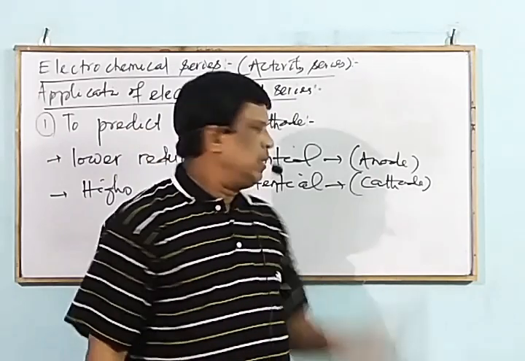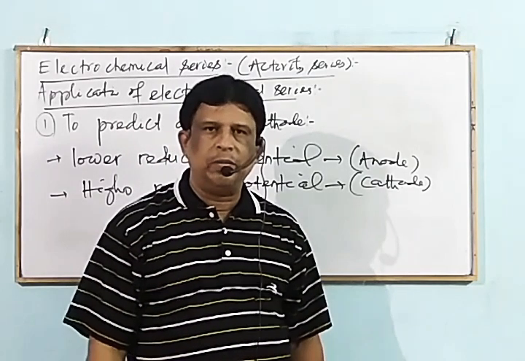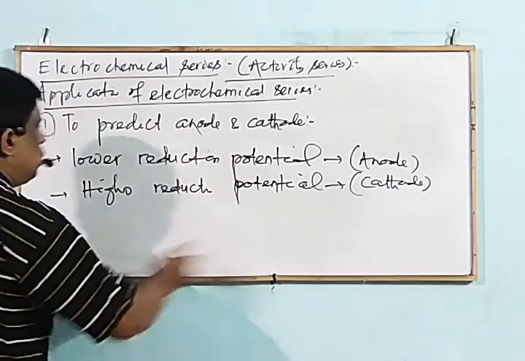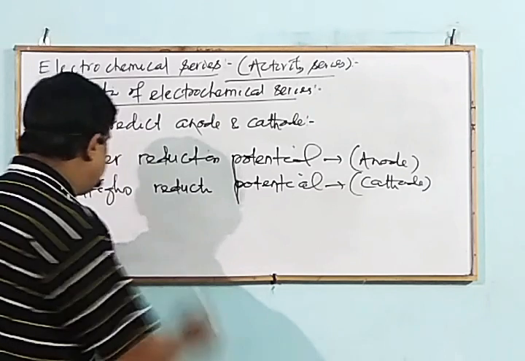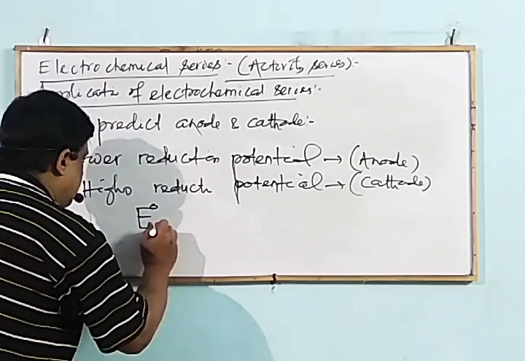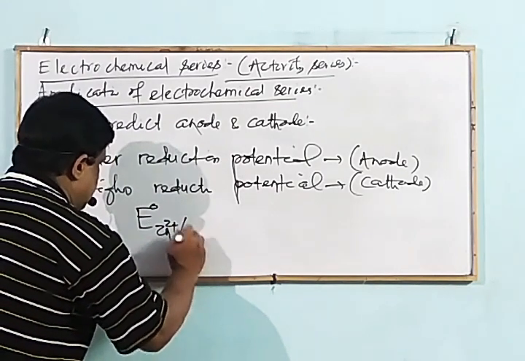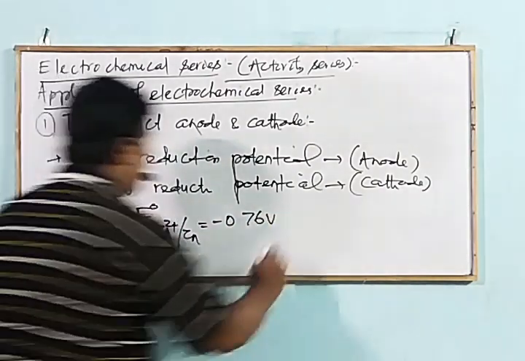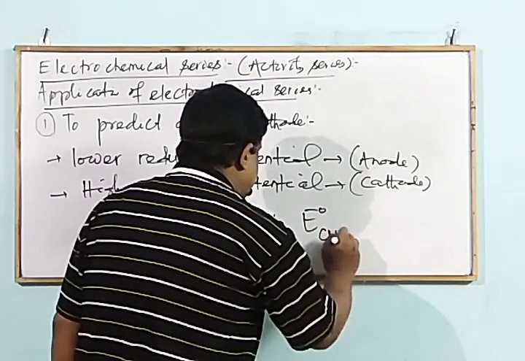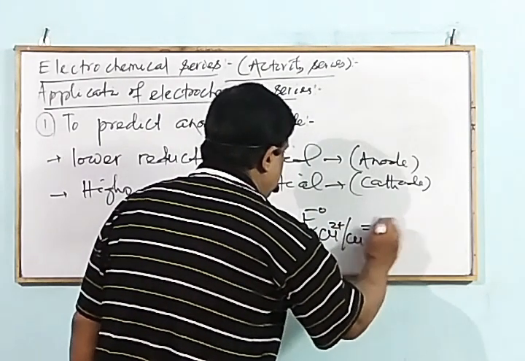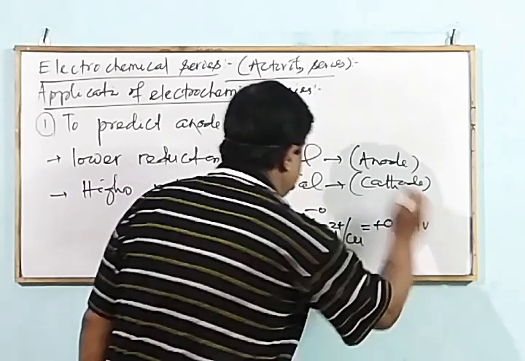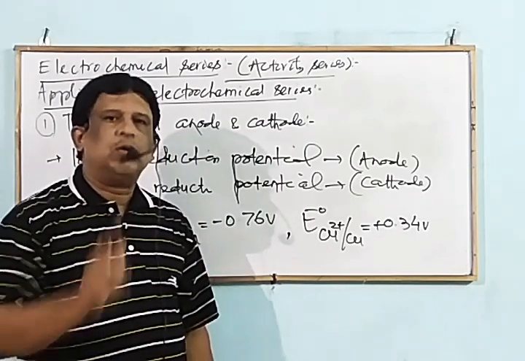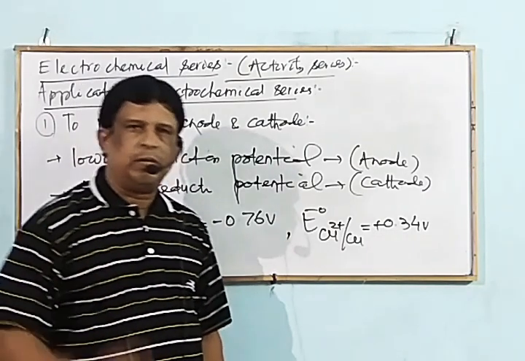Let us apply this concept to solve a problem. Mark that. Data given, that is two half cell reaction data. E naught Zn2+/Zn is equal to minus 0.76 volt and E naught Cu2+/Cu is equal to plus 0.34 volt. This is the data given. The question is we have to predict which one is cathode and which one is anode.